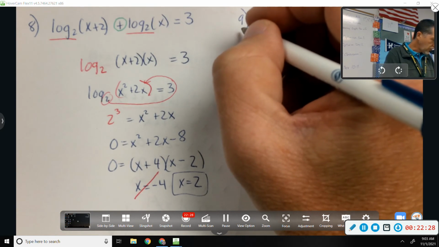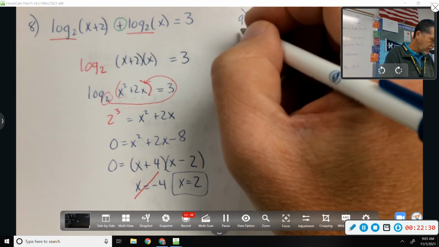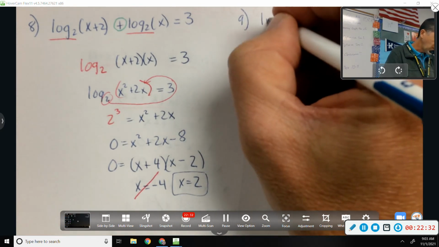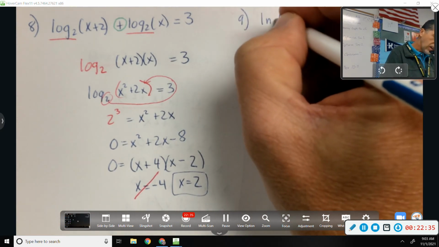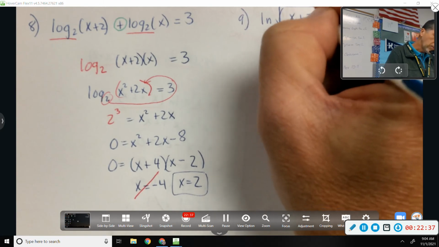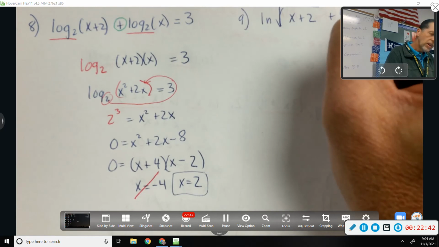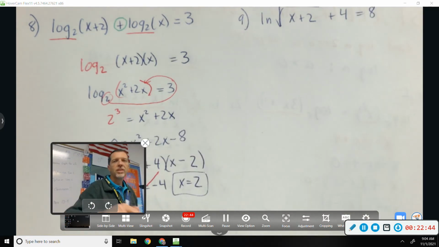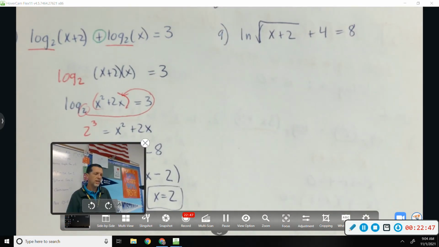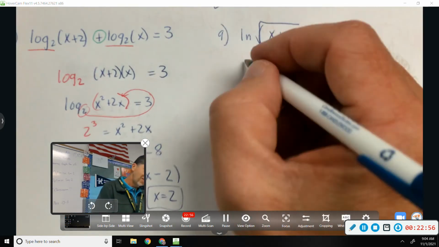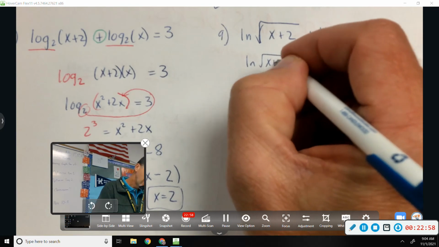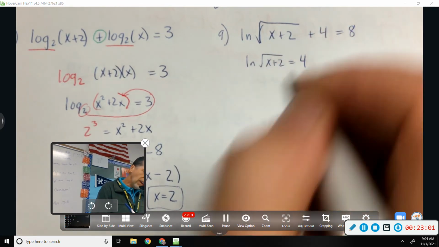Oh my goodness, there's so many iterations of these problems. I'm trying to condense. Natural log of the square root of x plus 2, plus 4 equals 8. Let's just move the 4 over.